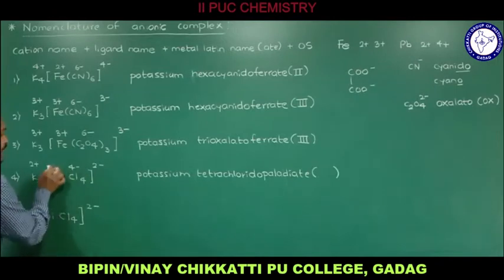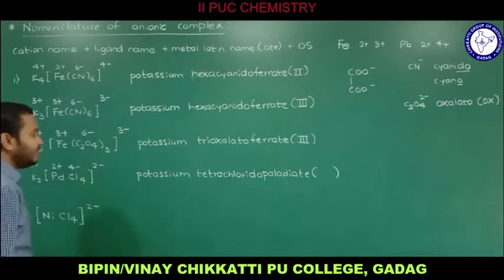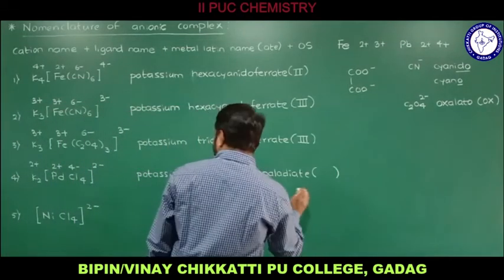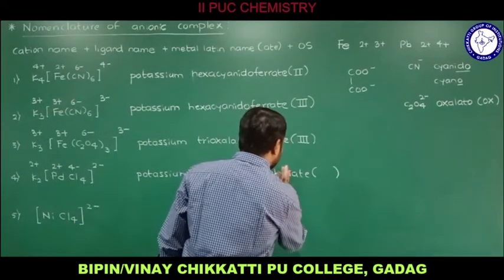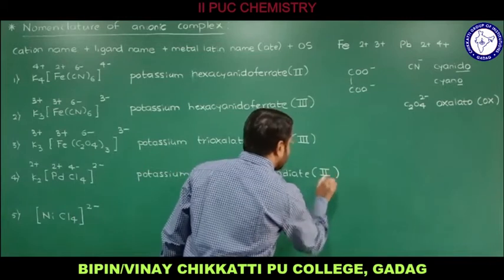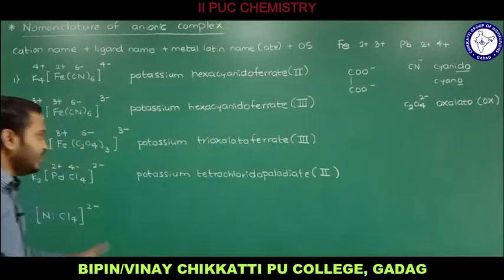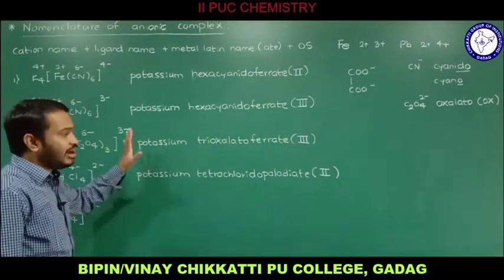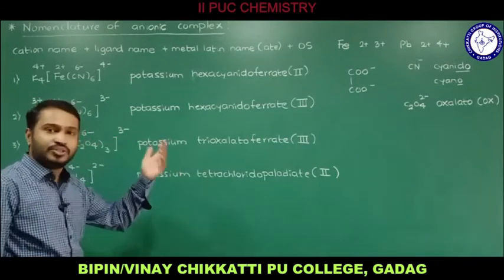So that if we add these, you will get 2 minus. This will be 2 plus, because 2 minus 4 will get 2 minus itself here. Therefore, the oxidation state will be 2, that I write in Roman number, right? So potassium tetrachlorido palladiate(II).